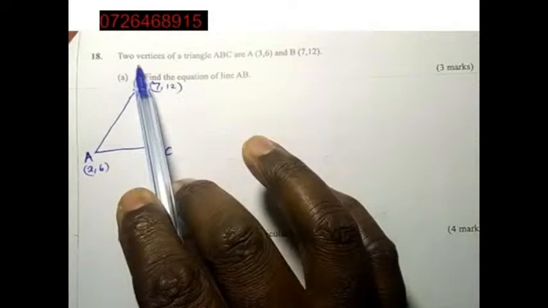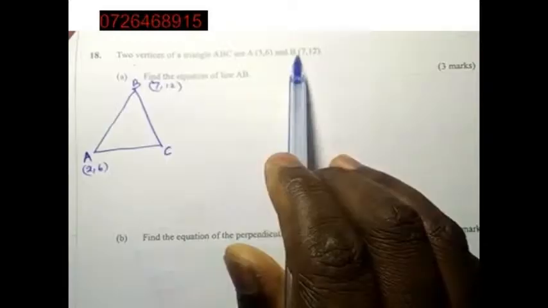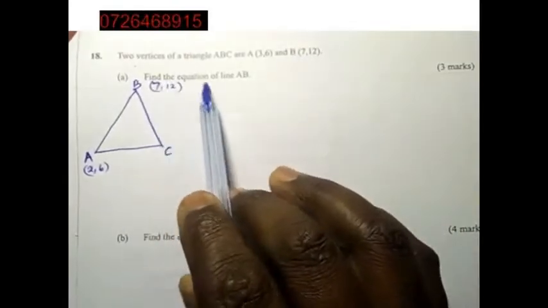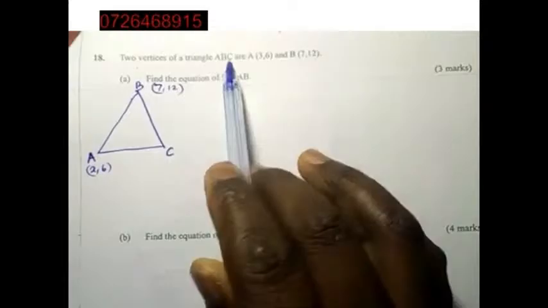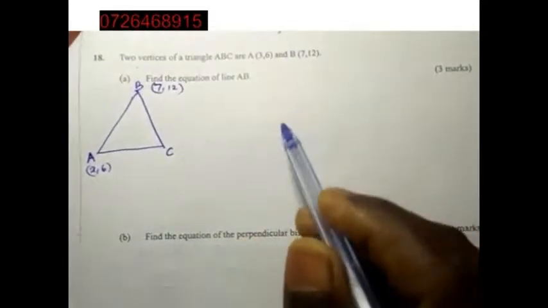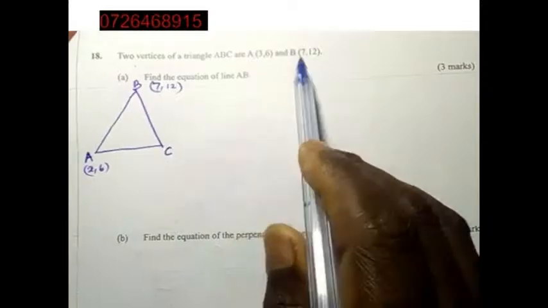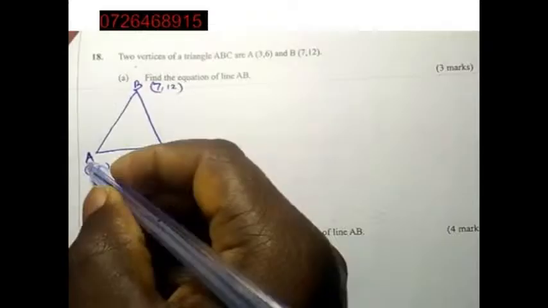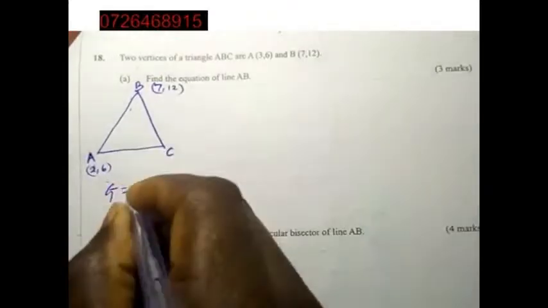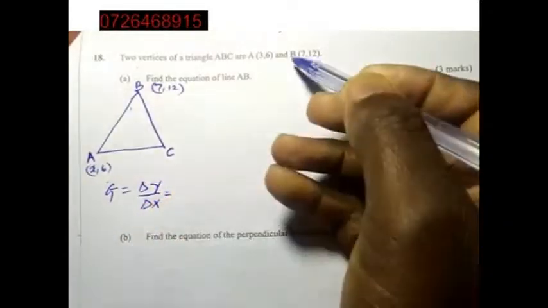Two vertices of a triangle ABC are A and B as shown. Find the equation of line AB. So we want to get the equation of a line. To get the equation of a line, given points A and B, the first thing we look for is the gradient. So first we need to get the gradient of AB. Gradient of a line is given by change in y over change in x.